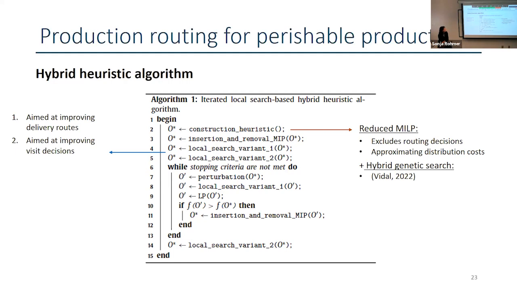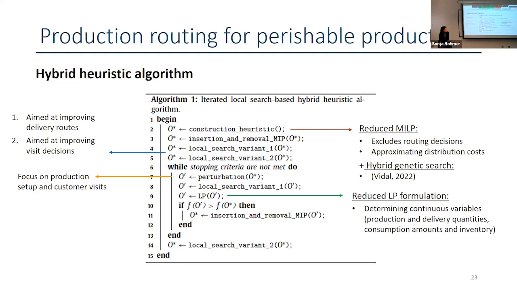After that, we have two local search variants that try to optimize the initial solution, where the first variant is aimed at improving the delivery routes, and the second one is aimed at improving the visit decisions. And then we have a perturbation component, which focuses on the production setup and the customer visits. It just tries to perturb the solution that we have obtained. And after this, we solve a reduced LP formulation to determine the continuous variables. That's all the production and delivery quantities, the consumption amounts, and the inventory.